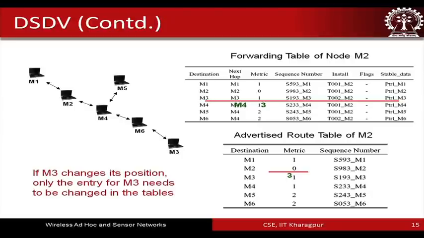right. In this particular case, because it is a very simple change, probably we will go for an incremental update, not a full dump, right. Full dump would be more valid if all the different nodes are moving, and instead of so many incremental updates, you just share the entire table with your neighbors.